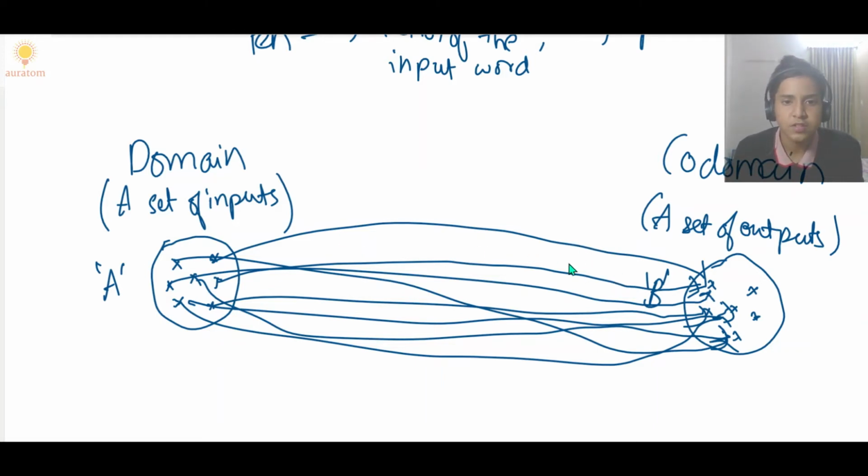And so this is what a function is. A function is like a relation from a set A to set B, where each and every element in set A should be mapped to exactly one element in set B. Okay, that is the mathematical definition of a function, and it's represented like this.